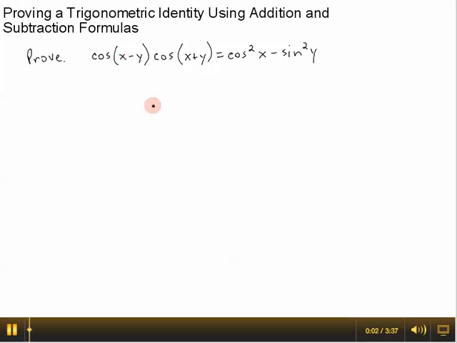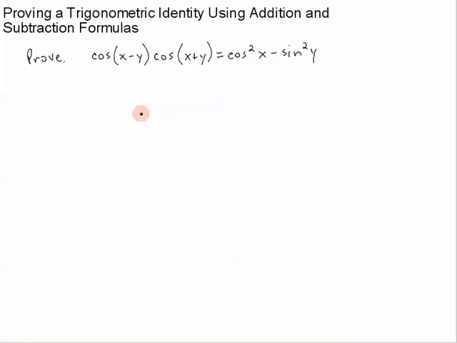Alright, we're going to prove this trigonometric identity using the addition and subtraction formulas, in particular for cosine, because I've got cosine of x minus y and cosine of x plus y. So we're going to begin with the left-hand side, and I'm going to expand the cosine of x minus y first. The trigonometric identity for that is cosine of x cosine of y plus sine of x sine of y. So that's what you get when you expand cosine of x minus y.